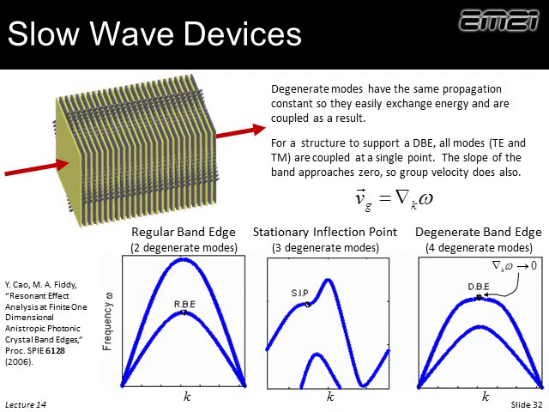Slow wave devices. I'll be brief on this because we have an entire lecture coming up on slow waves. Suffice to say that dispersion causes slow waves. And in fact, we have to introduce dispersion in order to slow a wave down. And more on this in the lecture coming.